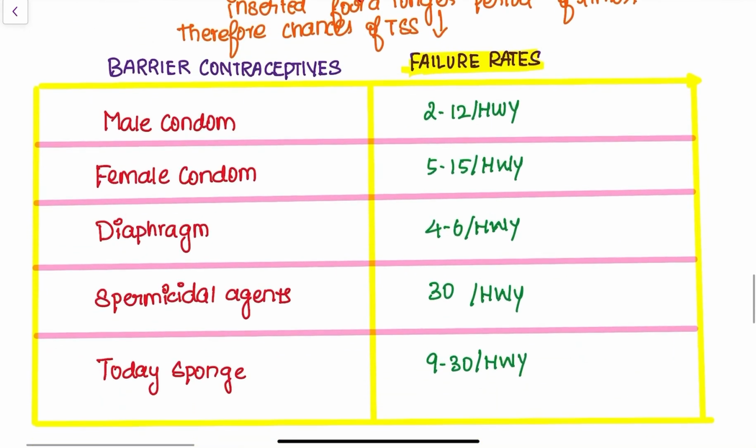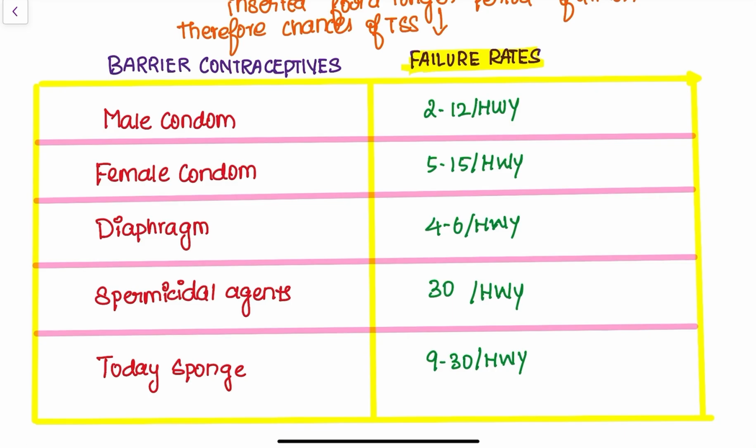Clear? So everything we have discussed until now is everything about today's sponge you need to learn. Now, winding up with the barrier contraceptive in this module, we have discussed the most important features in the subsequent modules, right? But now we are just going to deal with the failure rates of the barrier contraceptives we have discussed. The failure rate of male condom is 2 to 12 per 100 women years. The failure rate of female condom is 5 to 15 per 100 women years, which is comparatively greater than the male condom. And the failure rate of diaphragm is 4 to 6 per 100 women years, right?